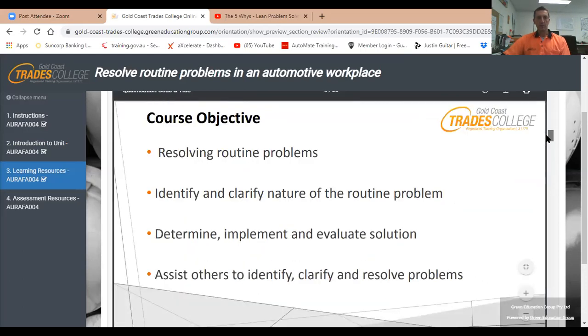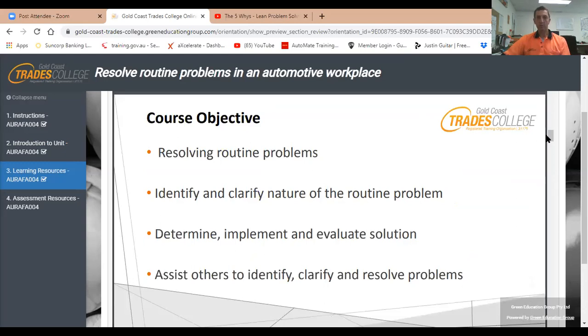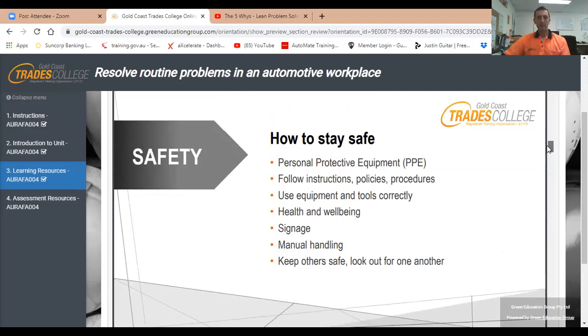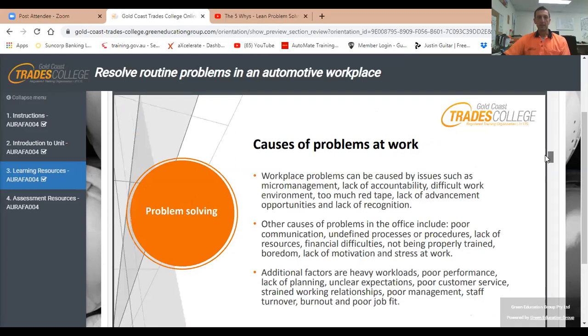So our course objective, I think I've just touched on that before, is resolving routine problems. We've got a quick view on safety while we're working in and around automotive. We always have to consider safety, but I understand you're at home, most likely watching this, so it's less of a concern than if you're in the college. So I might just start by overviewing some of the causes of problems at work.